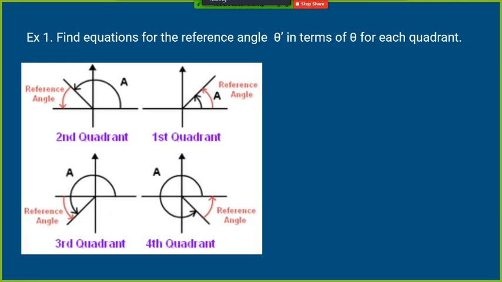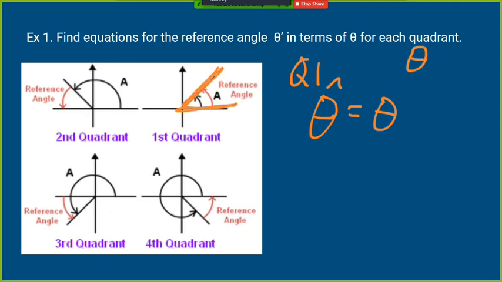For quadrant 1, the reference angle is equal to the angle. So theta hat is equal to theta. What does that mean? If this is theta, assuming theta is between 0 and 360, let's say this was a 65-degree angle. Then theta hat is also going to be a 65-degree angle, because that's how many degrees it is to go from the terminal side to the x-axis.